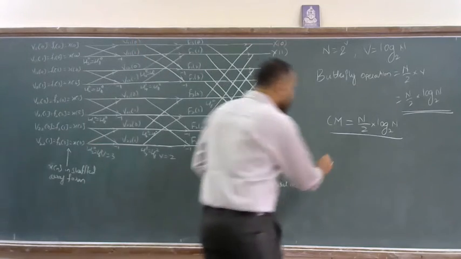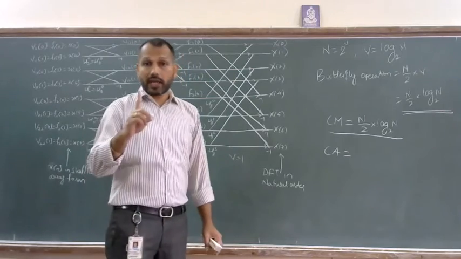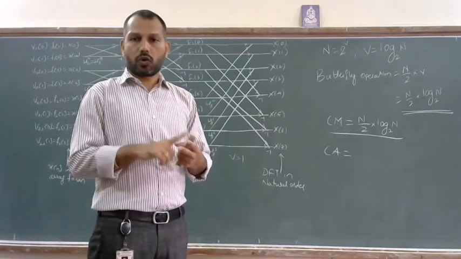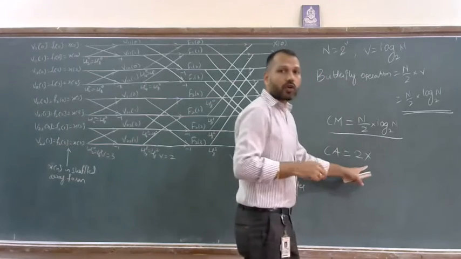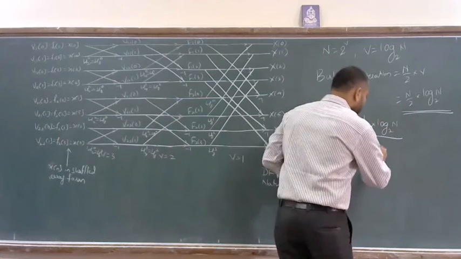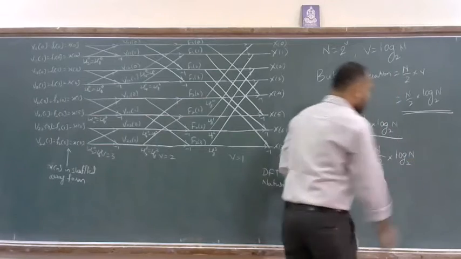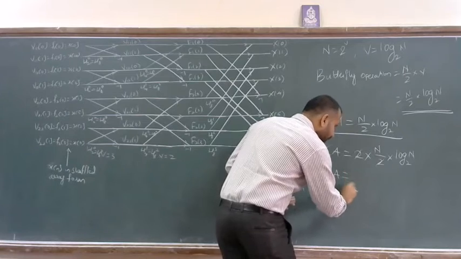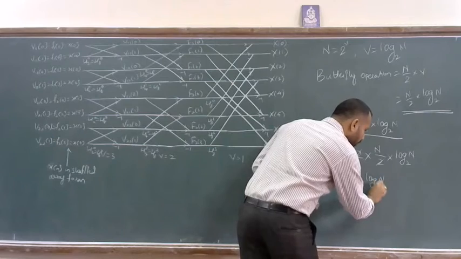And how many complex additions are to be performed? Each butterfly computation performs two complex additions, multiplied by the number of butterfly structures. The total number of butterfly structures is n divided by 2 multiplied by log n to the base 2. So 2 in the numerator and denominator will cancel. So the number of complex additions will be n multiplied by log n to the base 2.